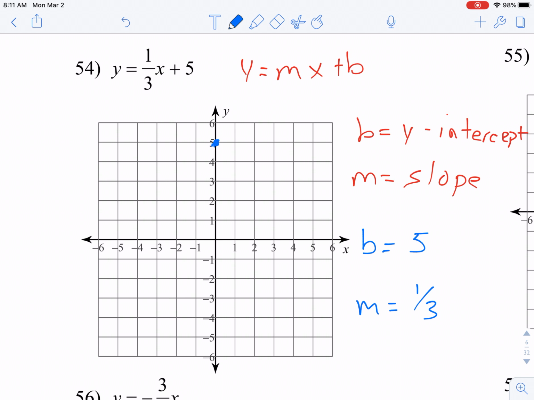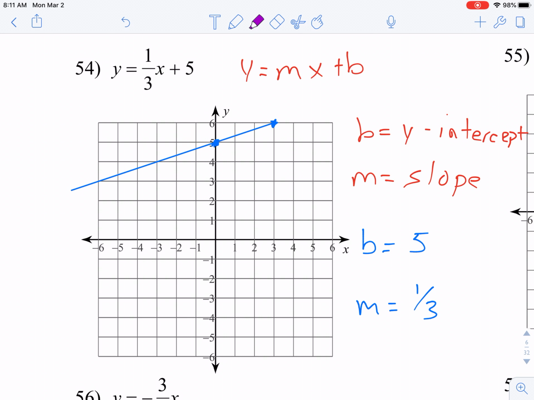The slope is 1/3. Rise over run, that means go up 1 and over 3 to the right. So up 1 and over 3 to the right, we put a dot right there. We then use that information to graph our line going just like this all the way through the graph.